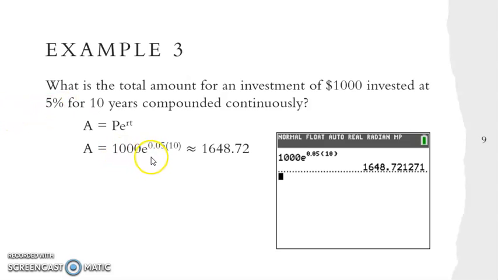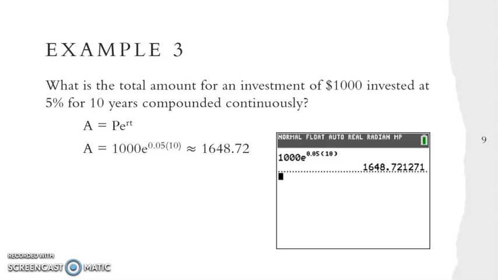So here's my filled in formula, and I just typed this into my calculator, and I got $1,648.72. And I did round it for money. We're talking about money, so you would round to the hundredths place.